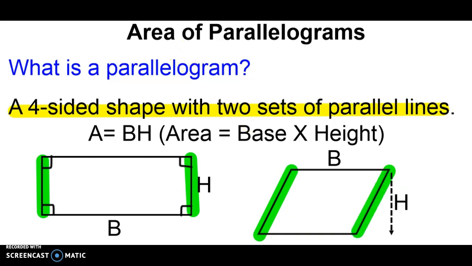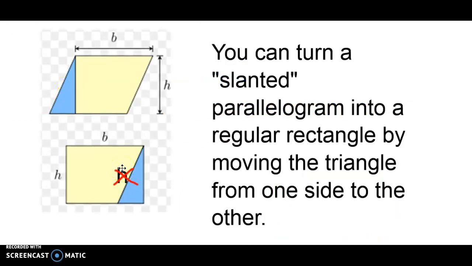But notice for this kind, the height is not the diagonal. The height is going to still be the straight vertical line, whereas the base is shown as follows with straight horizontal. So you can turn a slanted parallelogram into a regular rectangle by moving the triangle from one side to the other. So this shows a picture of that.